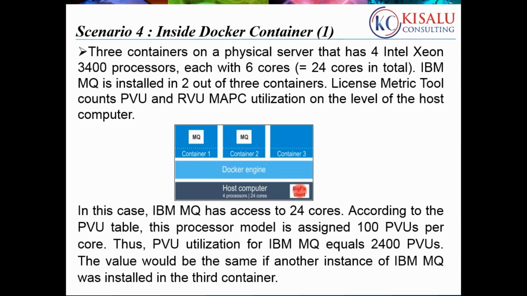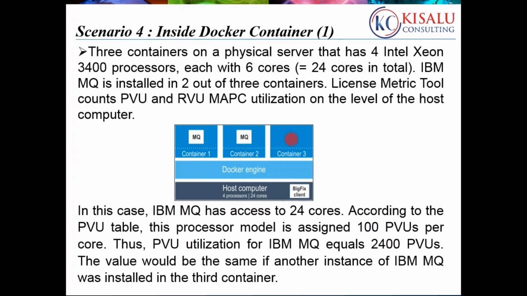It's a full capacity type of scenario. We have the BigFix client installed on the machine, and the Docker technology comes with a Docker engine that manages the container. So in this case, the MQ that is installed on these containers has access to the full 24 cores that the host presents. And now, if you have this type of scenario, we should go to the PVU table, get the processor model, and if the processor model assigned 100 PVUs per core for this type of machine, it means that we will have a total of 2,400 PVUs that will need to be licensed.